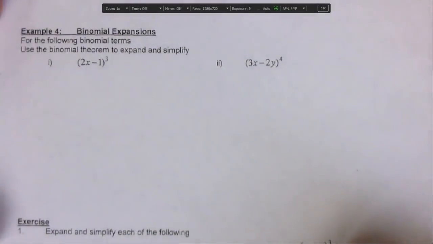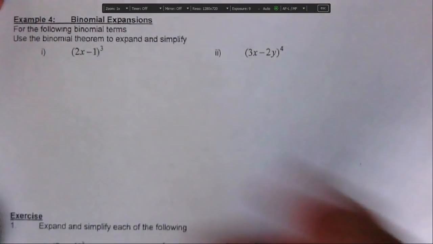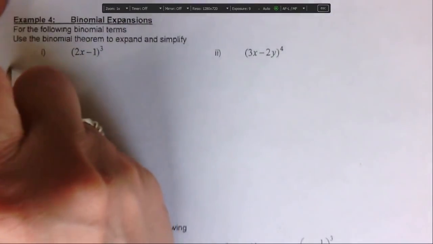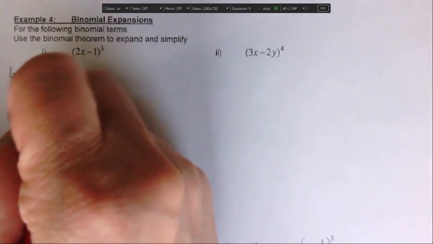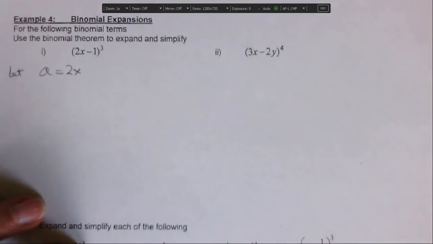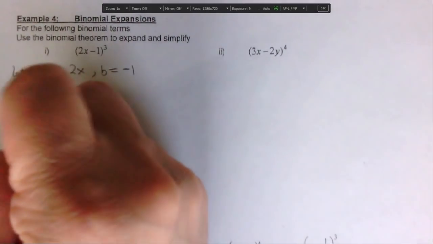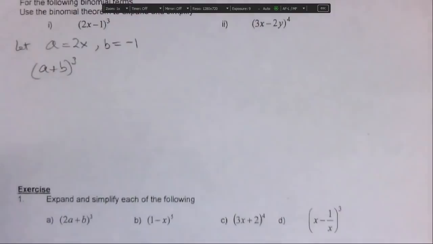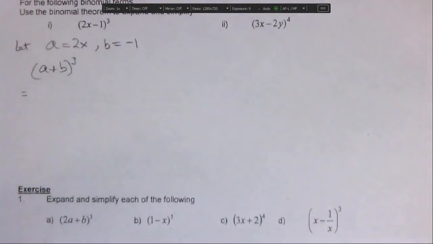So now, it says, use the binomial theorem to expand and simplify 2x minus 1, all cubed. Okay? So to make life easier, let's use a's and b's, because we can do a change of variables. So let a equal 2x, and b equal negative 1. So what we really have is a plus b cubed. And that's much easier because we can expand a plus b cubed in one line and then replace our a's and b's.